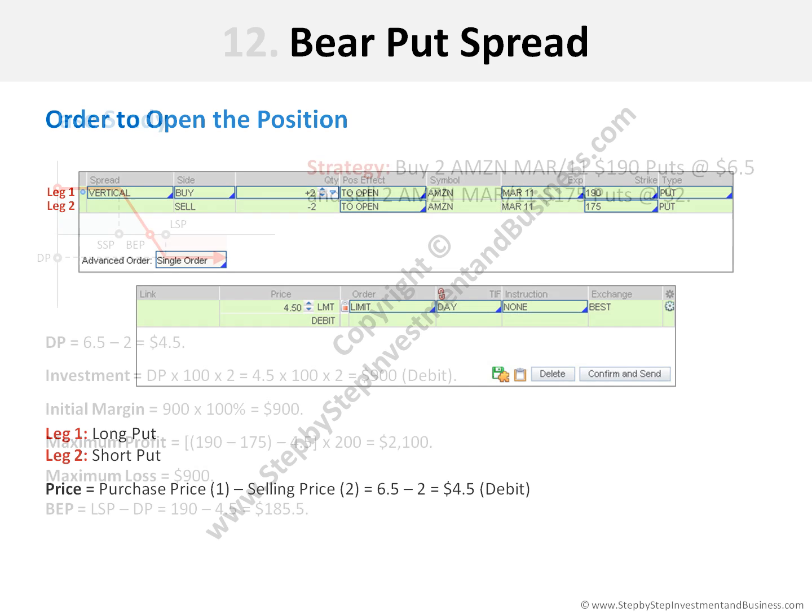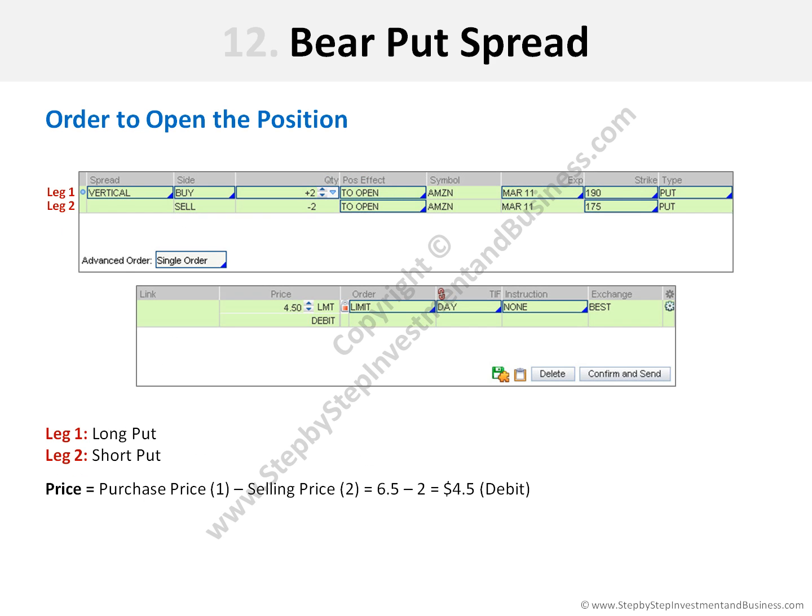$185.5. Here we can see the order we must enter to open the position. It is an order with 2 legs. Leg number 1 corresponds to the long put and consists of buying 2 Amazon puts with a strike price of $190 and expiration in March 2011. Leg number 2 corresponds to the short put and consists of selling 2 puts with a strike price of $175 and same expiration date.